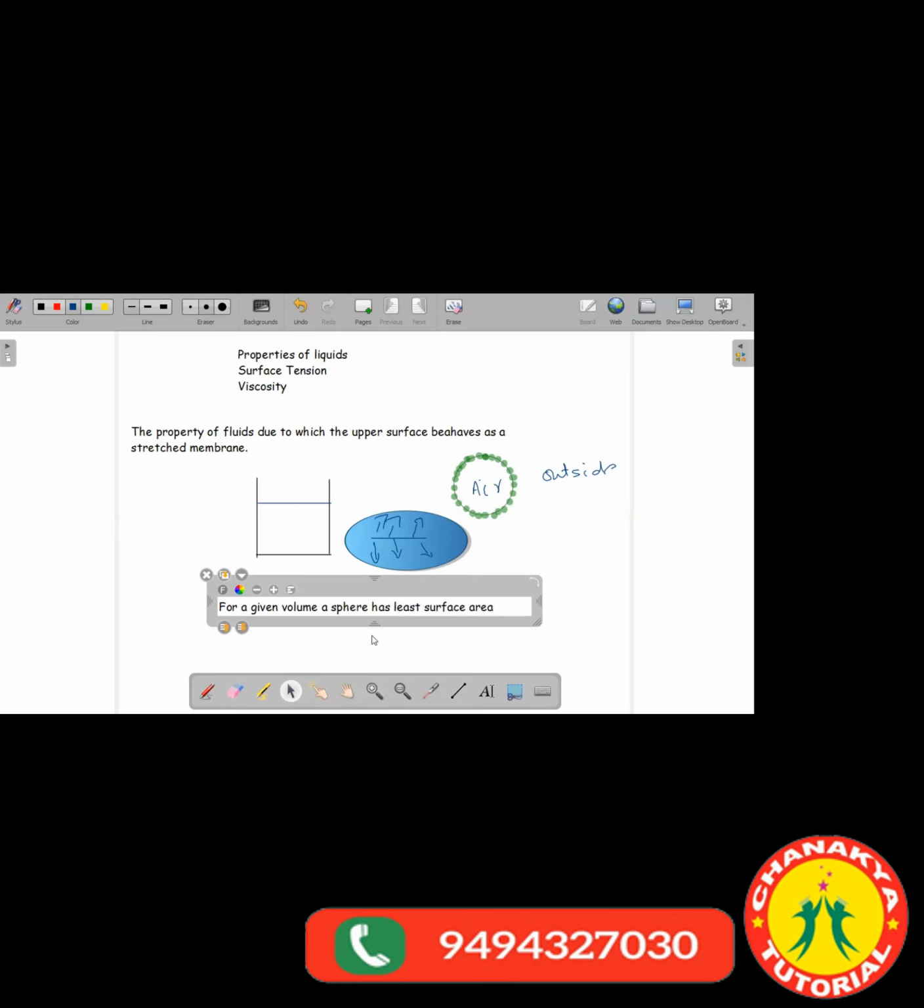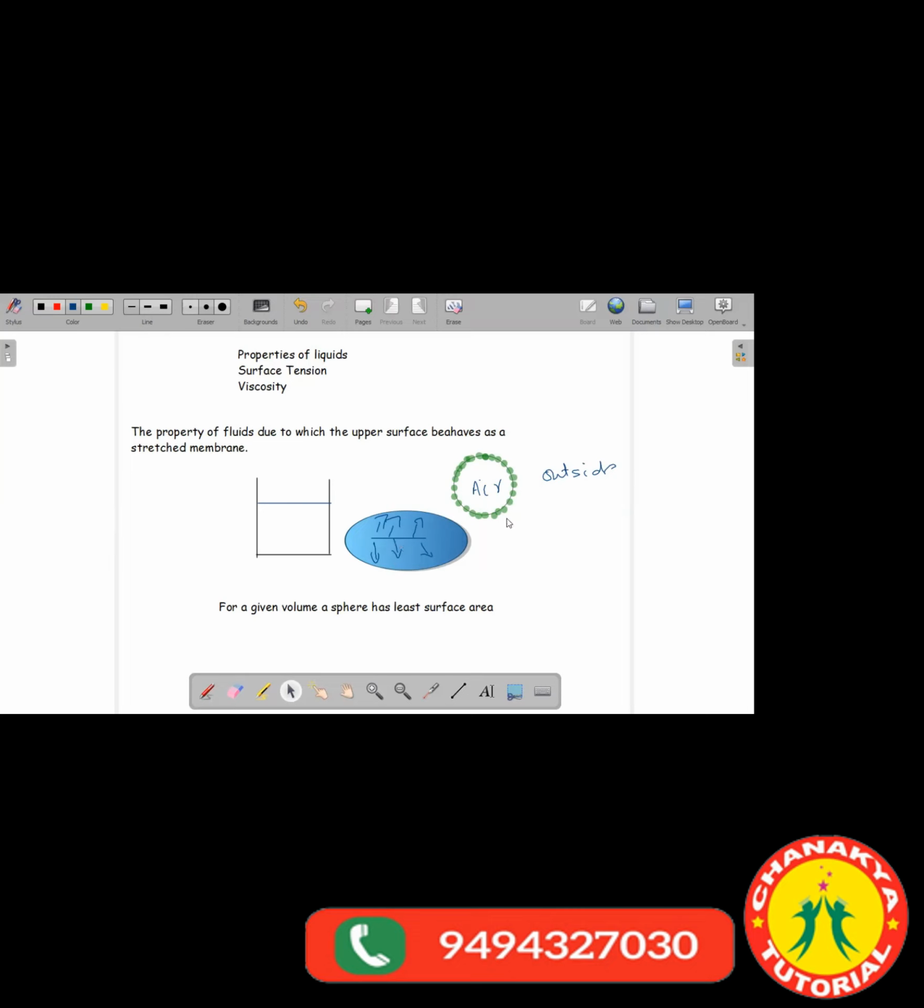So here, if you observe a sphere or any other shape, suppose I want to put 2 liters of water in a sphere, 2 liters of water in a cylinder, and 2 liters of water in some other shape, a cuboid. Then calculate their surface areas. I will find that the sphere has the least surface area out of them.